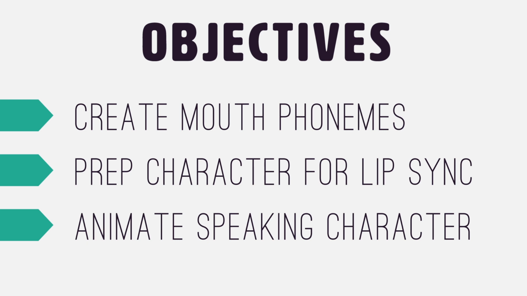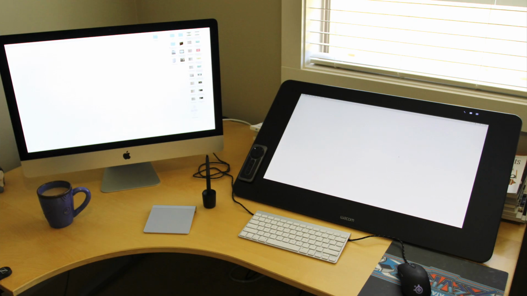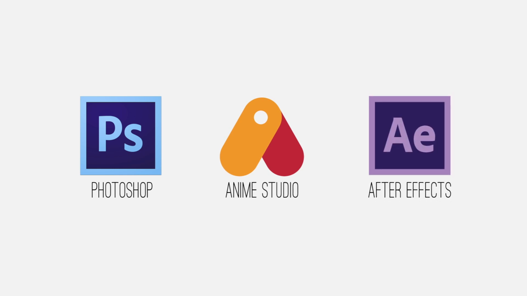And so you can see most of the video is prepping the character for lip sync, and then we'll do a little bit of animation. Hardware I'm using for this episode, I'm on a Mac and I have a Wacom tablet. Software-wise, I'm going to be using Photoshop for my drawing and Animate Studio, obviously, for the animation. I'm going to be using After Effects as well to show you a little bit about workflow and compositing.